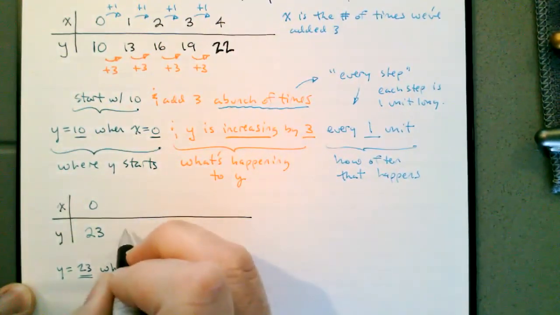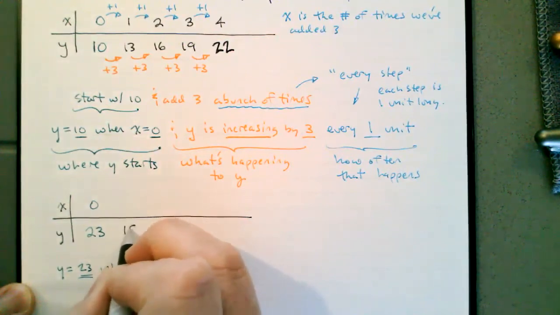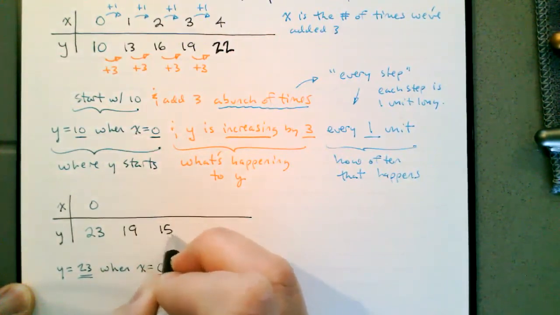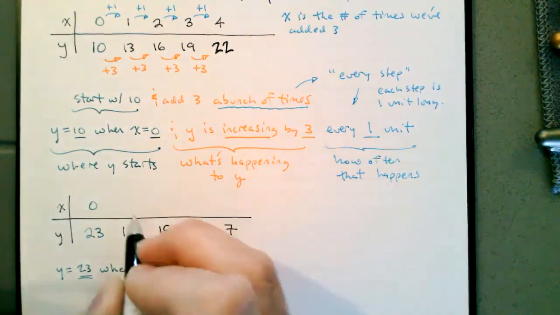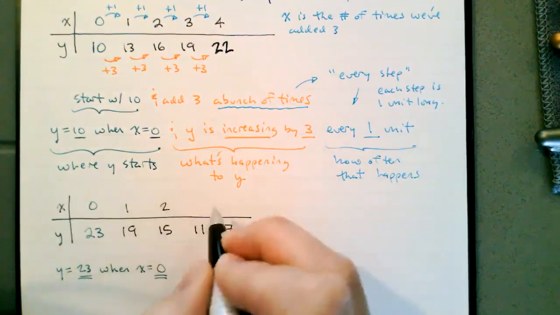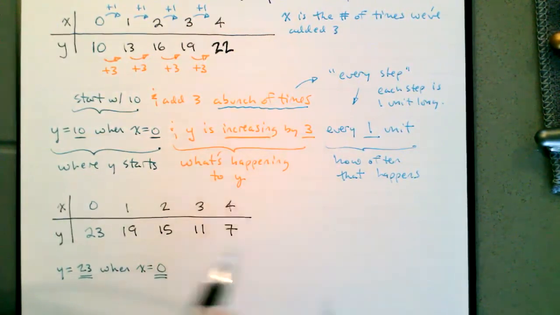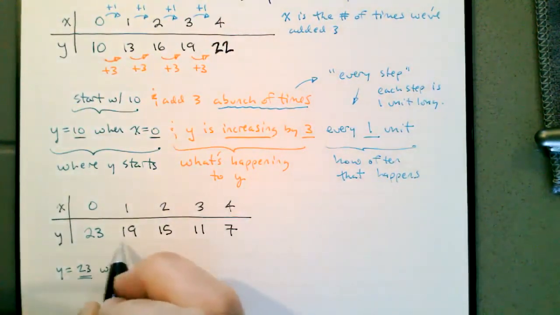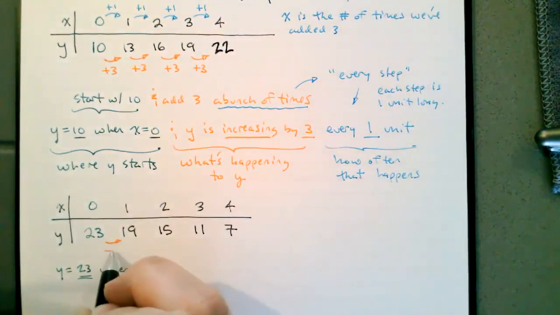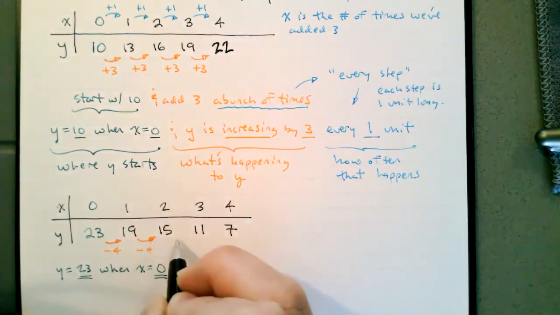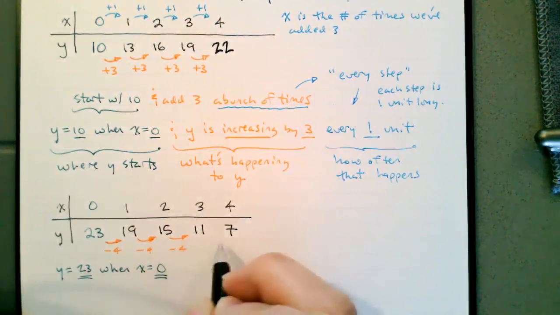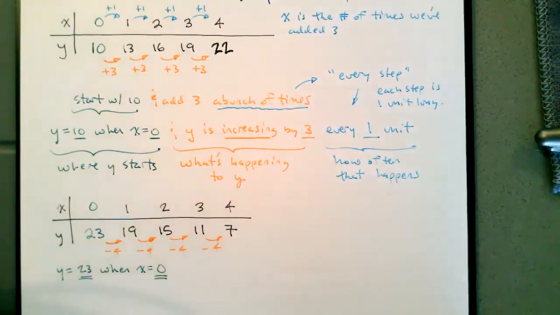Then let's make a thing happen to y. Let's say after 23, we go to 19, and then we go to 15, and then we go to 11, and then we go to 7. And let's say this happens every step. So what we notice is that from 23 to 19, we subtract 4. From 19 to 15, we subtract 4. From 15 to 11, we subtract 4. From 11 to 7, we subtract 4. It looks like y is decreasing by 4.